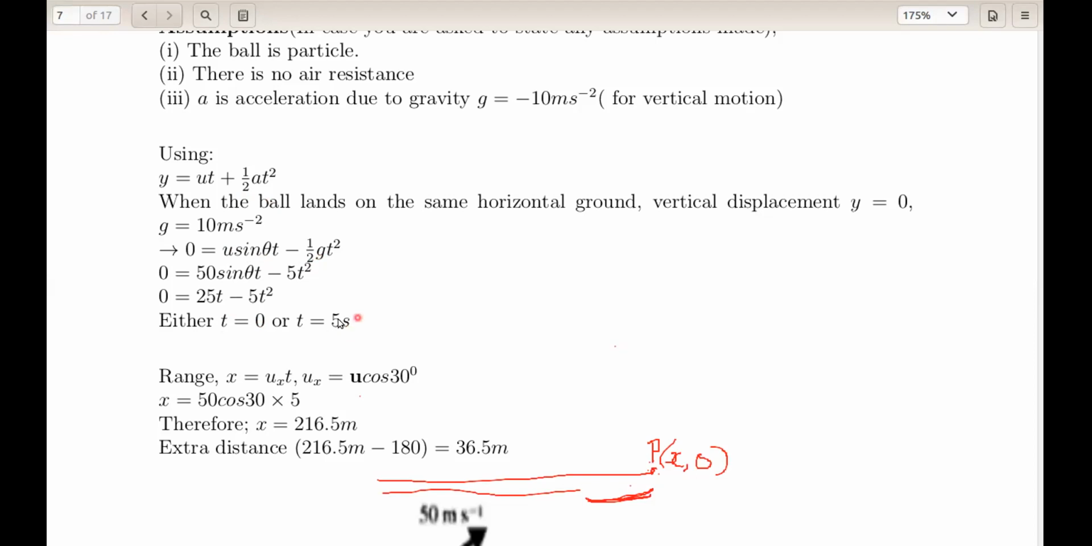So when I get this time, it's the time that I substitute in the equation of horizontal distance covered, which is equal to the component of the initial velocity horizontally times the time at that point. So I can now get the total horizontal distance covered, which in this case is the range, which is 216.5. I subtract off the 180. The 180 was the horizontal distance of the pin from the point of projection. So I can get how far the particle lands beyond the pin.